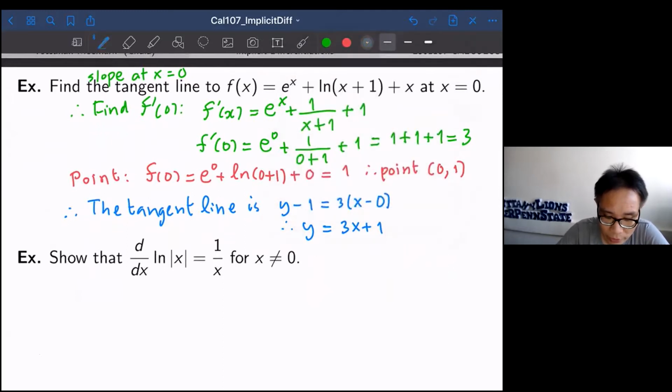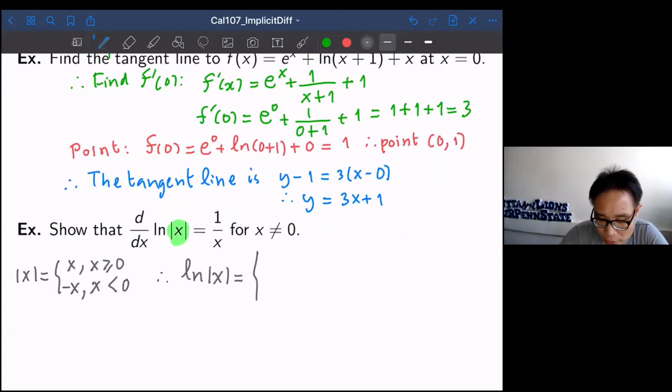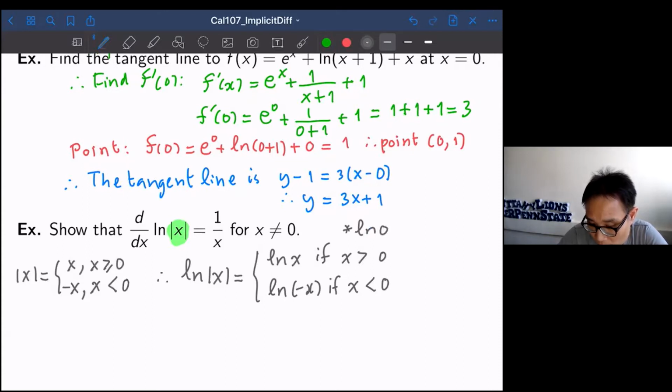The next example asks you to find d dx of log absolute value of x. The important part of this question is that you need to get rid of the absolute value, and we're just going to apply the normal trick. We learned before that the absolute value of x turns out to be x if x is positive or 0, or negative x if x is negative. So log absolute value of x turns out to be log x if x is positive, and log of negative x if x is negative. We don't have to care about 0 because we already know that log 0 is undefined. So we remark that log 0 is undefined.